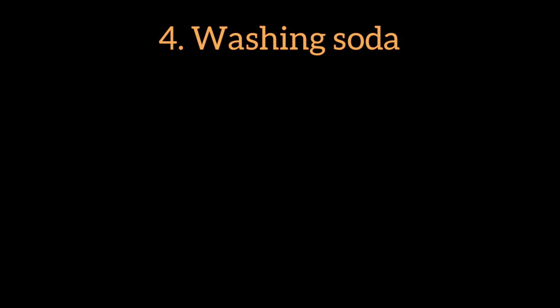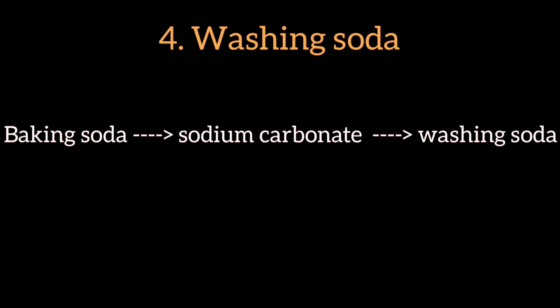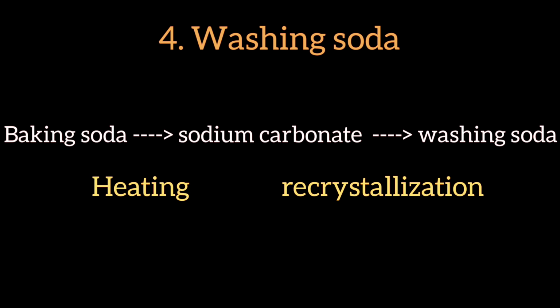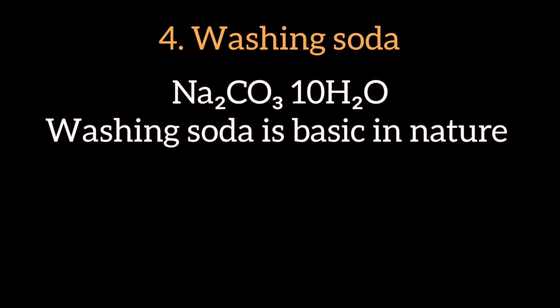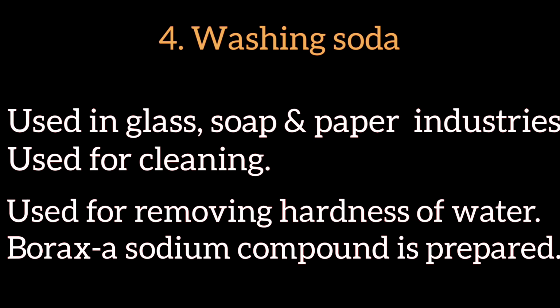Fourth chemical is washing soda. First, sodium carbonate is obtained by heating baking soda. Then sodium carbonate is recrystallized to get washing soda. It is basic in nature. It is used in glass, soap, and paper industries. It is used for cleaning. It is also used for removing hardness of water. Borax, a sodium compound, is prepared using washing soda.